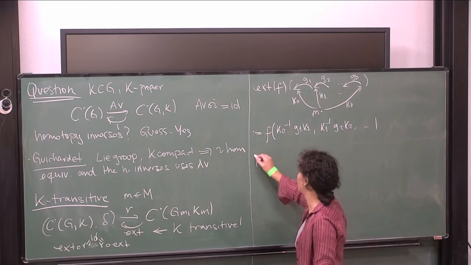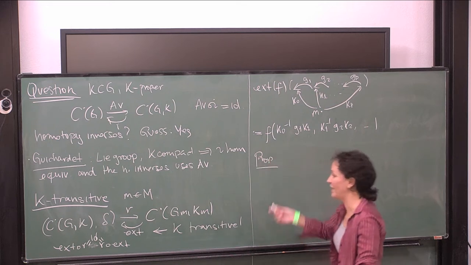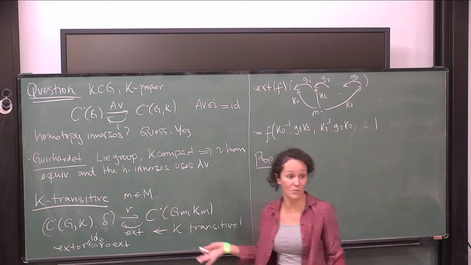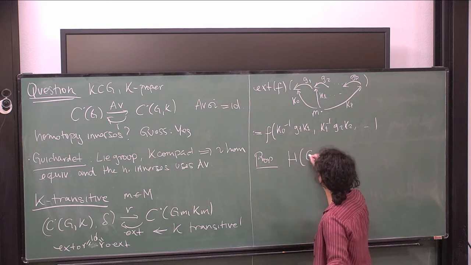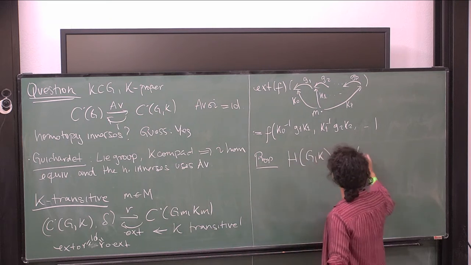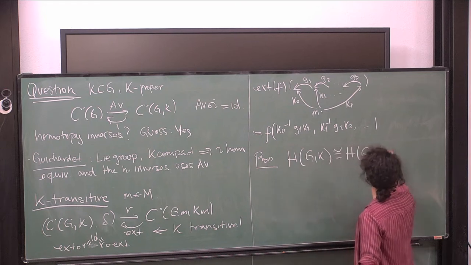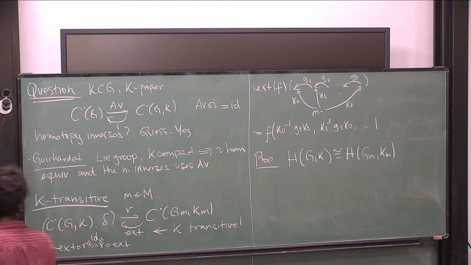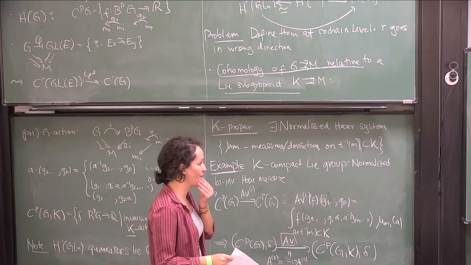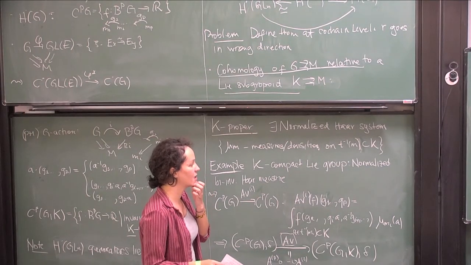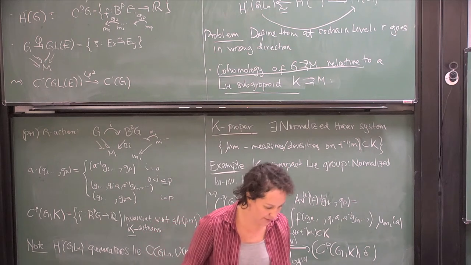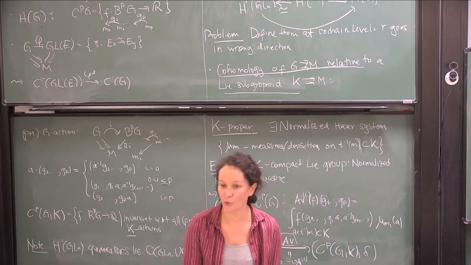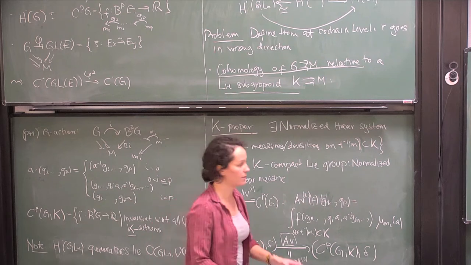And well, let me call this a proposition. I don't know if it's a proposition, it's like a direct consequence, right? So these cohomologies are the same. Okay. So another nice thing, because look, so now let me try to put these two things together. So transitive and proper.